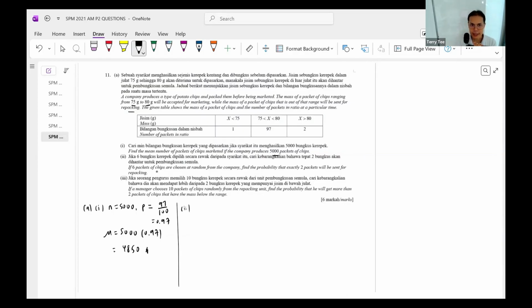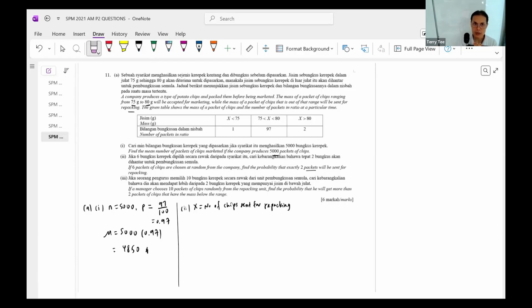If 6 packets of chips are chosen at random, find the probability that exactly 2 packets will be sent for repacking. Okay, so here what we want is what? What is X? Number of chips sent for repacking. Don't need to write all this definition. So why do I do this? I want you to know that this is a binomial, right?